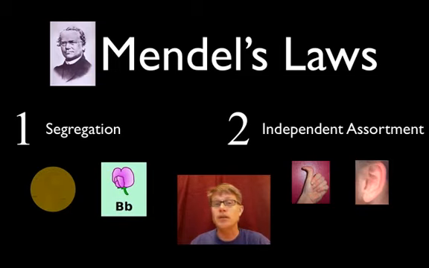And so what are Mendel's laws? Well, the two things that he figured out are Mendel's law 1, which is called the law of segregation, and Mendel's law 2, which is the law of independent assortment. And so let's start with law 1.